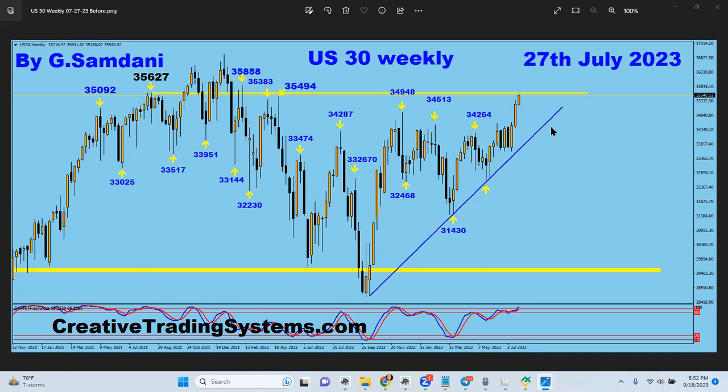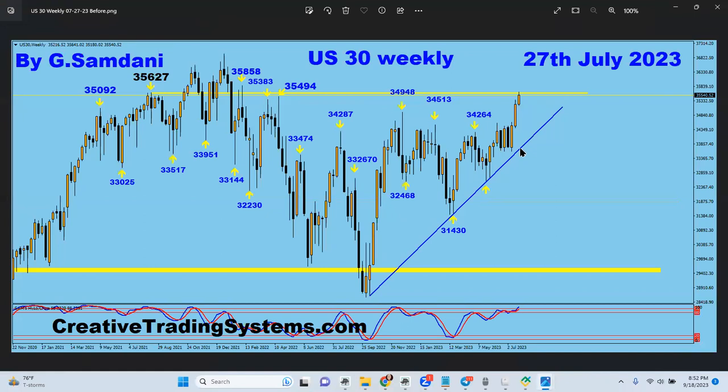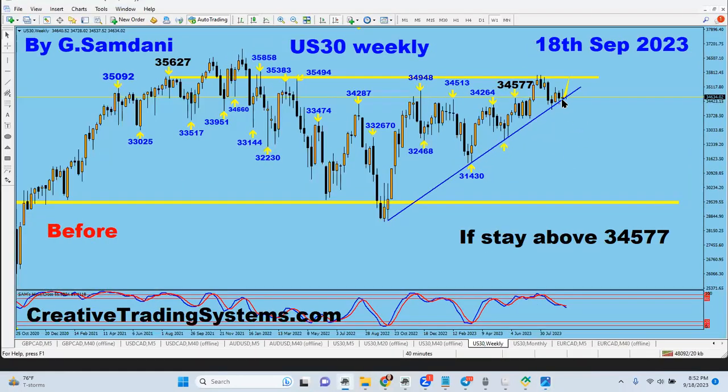So this was the chart I made for US30 on July 27, saying that this could act as a strong resistance and then price may drop, right? What happened is that it dropped exactly from there and back to the rising tier, which I was showing there as well. So this is the rising tier. It dropped here and then tried to bounce. So I said, maybe it's going to bounce from here.